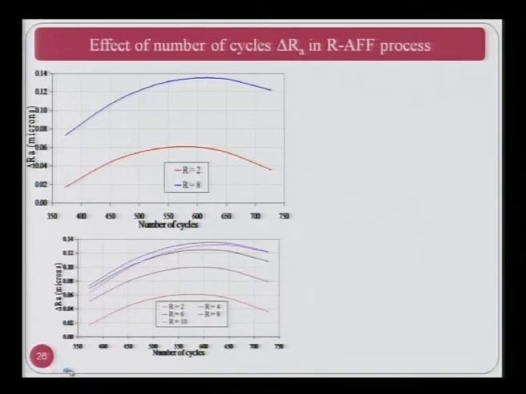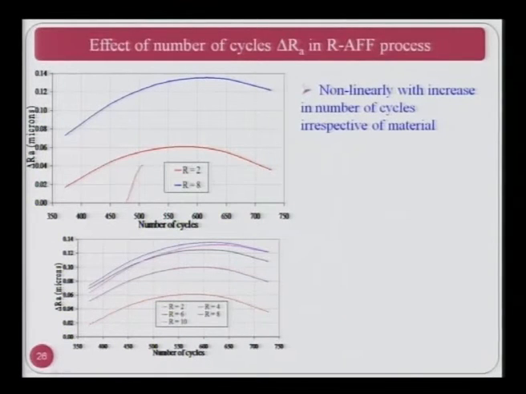Now you can see here that it is the case of rotary AFF, abrasive flow finishing, and a large number of RPMs are given over here: 2, 4, 6, 8, 10, and similar behavior is seen in all the cases. This is the same as this, except that here more RPM results are shown. So you find non-linearity with increase in number of cycles irrespective of the material that you are using.